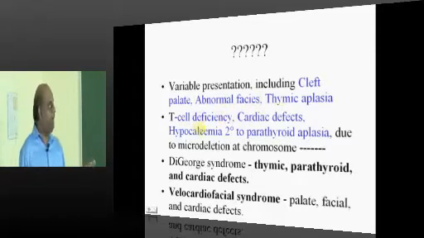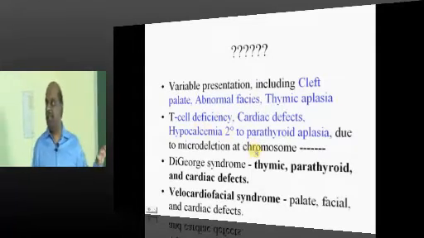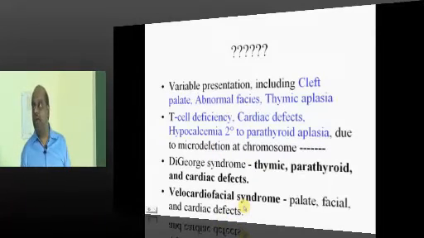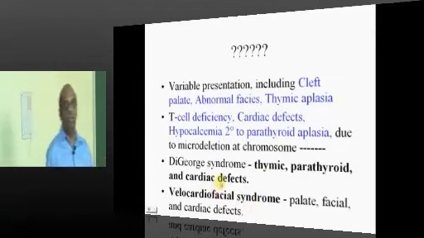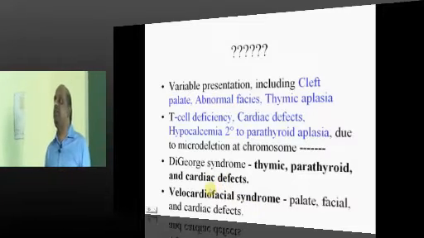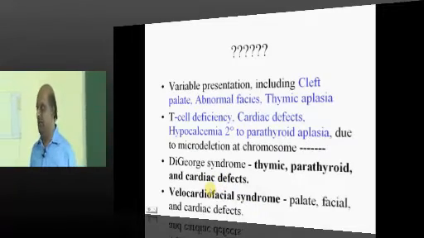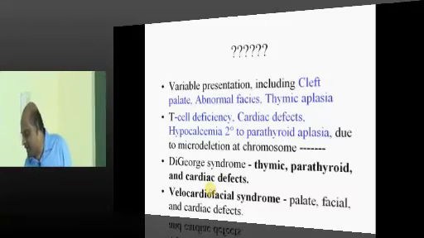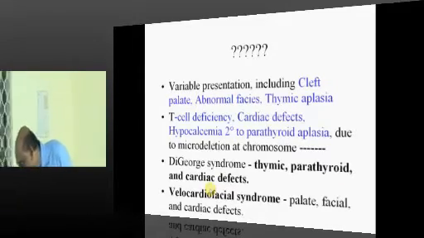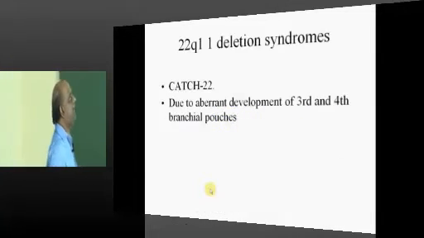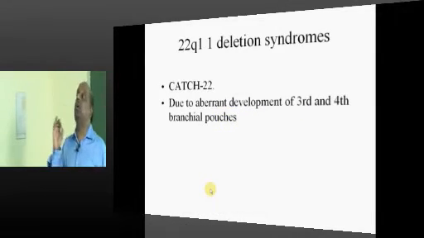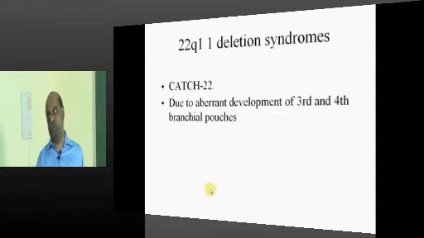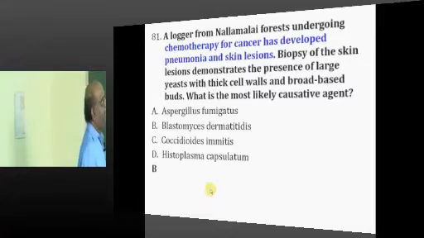Cleft palate, thymic aplasia, T cell deficiency, cardiac defects, velocardiofacial syndrome. These are all typically seen when which chromosome is abnormal? Which chromosome? I want the chromosome number. That's good. Our student Dr. Sudha is first to answer. Very big clap. It is 22q11 deletion syndrome, which leads to CATCH-22 being the name given.